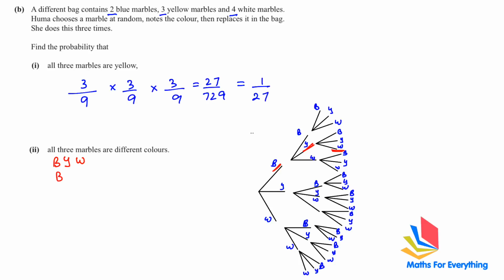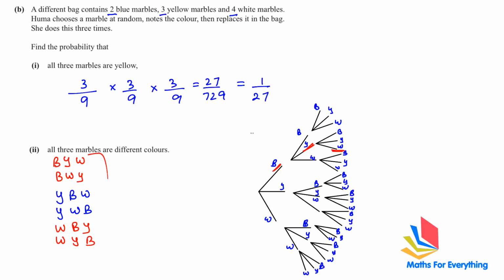Which is the other one going to be? I'm not looking at the tree diagram. It will be white and yellow. Then you are going to have yellow, blue and white, or yellow, white and blue. And the other one will be white, blue and yellow, white, yellow and blue.